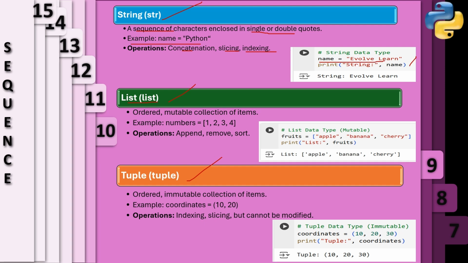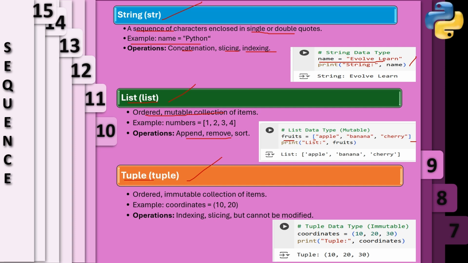Next up is list. A list is an ordered and mutable collection of items. Here, mutable means you can change their elements and you can perform different operations like append, remove, and sort. You create a list by placing all the elements inside square brackets and separating them by commas. As you can see in this example, we created a list named fruits which contains apple, banana, and cherry, which are separated by commas and enclosed by square brackets. It is very important to learn about list because of its flexibility and ease of use.